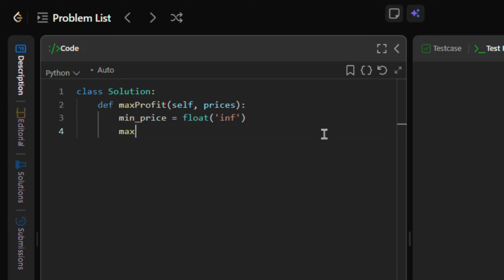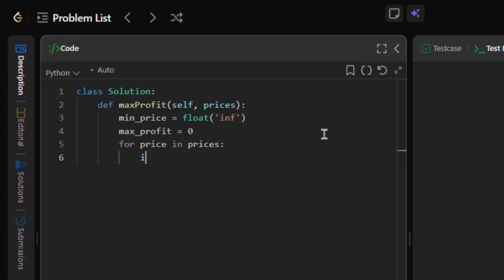Next, we set max profit to 0. Since you can't have a negative profit when buying and selling once, we start from 0 and look for something better. Here we begin looping through each price in the list. This loop touches every element once, O(n) time complexity.